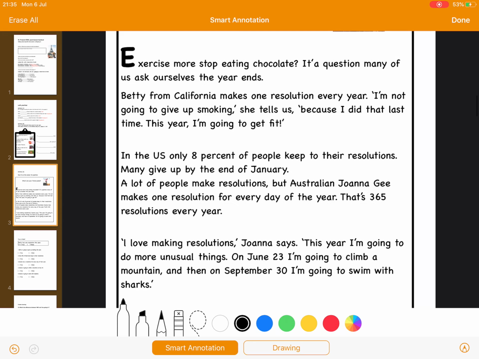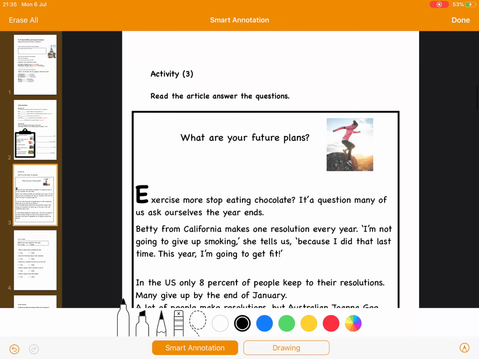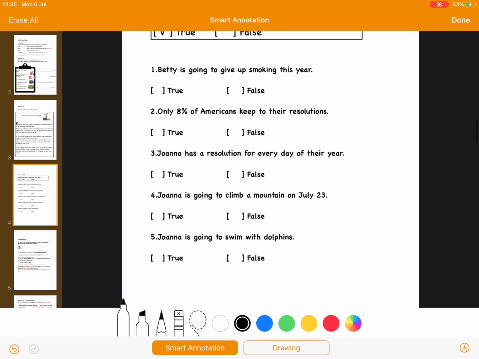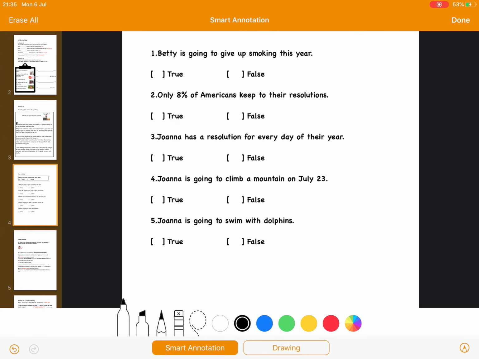So now let's move on to activity 3. Activity 3 is a reading activity. So read the article and answer the questions. Whenever you face this kind of reading activity question, read the question first.